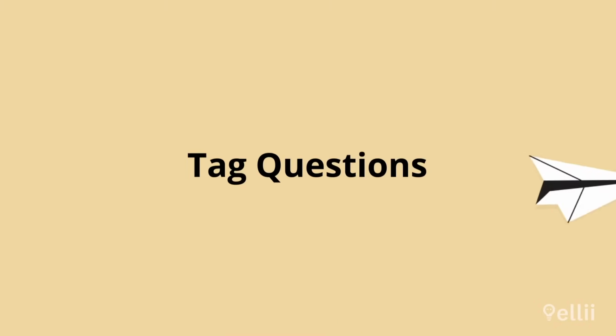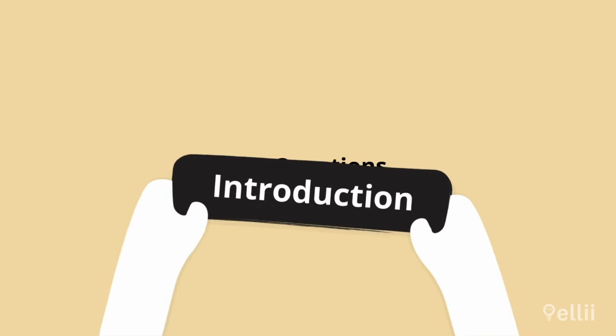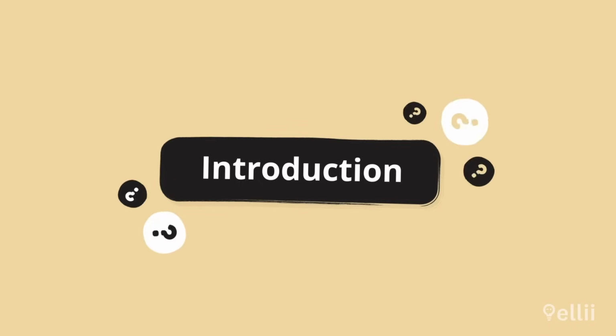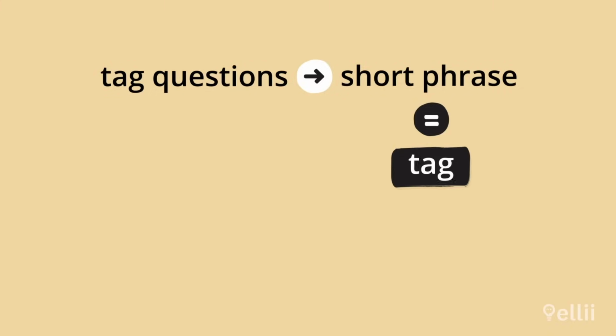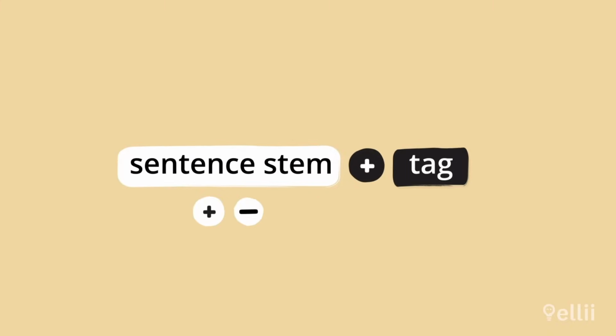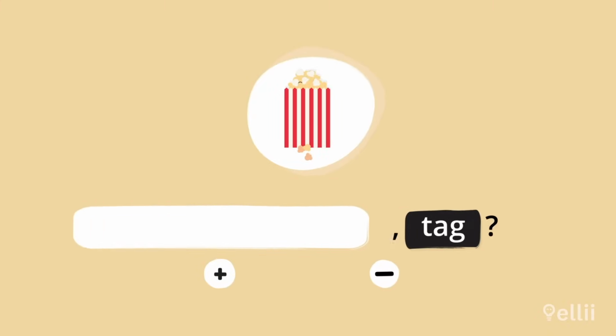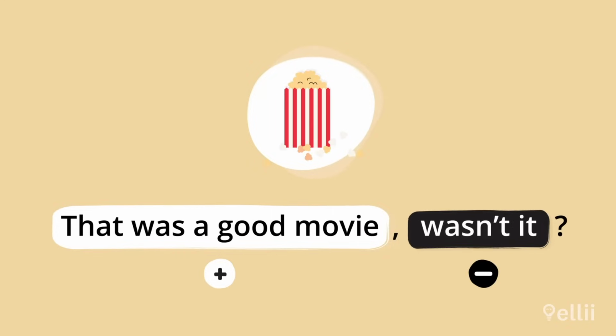Tag questions. What are tag questions? Tag questions include a short phrase called the tag at the end of a positive or negative sentence stem. For example, in the question, "That was a good movie, wasn't it?" "That was a good movie" is the sentence stem and "wasn't it" is the tag.